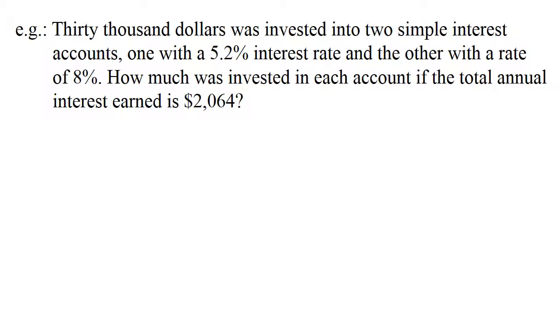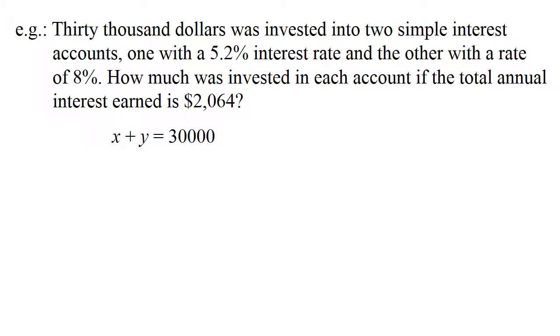So I'm going to write one equation that's going to be based on how much money I put into the accounts. So I don't know how much money I put in the first account. I don't know how much money I put in the second account, but I do know altogether I put $30,000 in there. So if I add those two amounts together, it should be $30,000. I'm also told something about the interest.